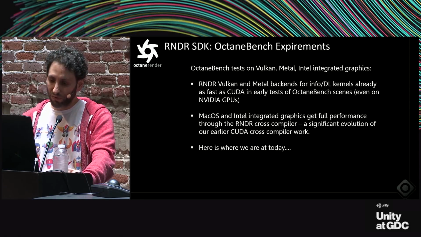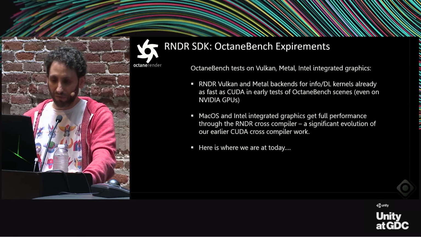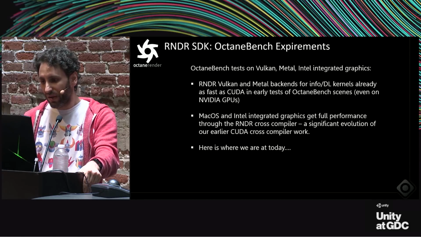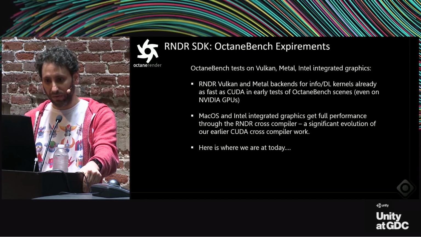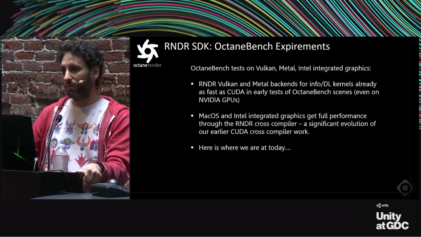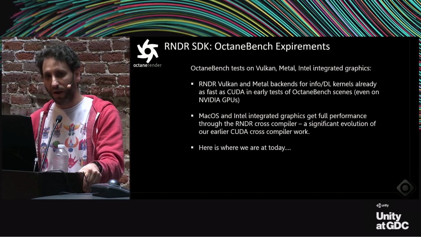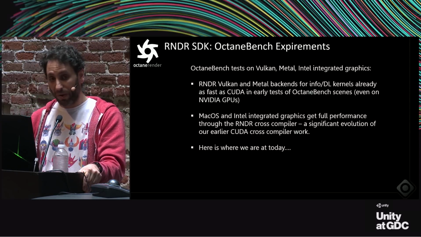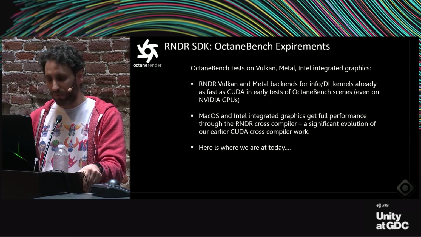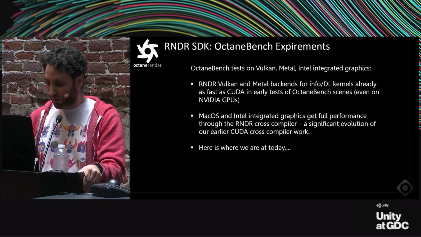And what we're seeing is that it's actually turning out really well. The pieces of Octane that are now running on this new framework are actually just as fast as they ever were on CUDA, but now we have backends that run on Vulkan and on Metal. And we can now actually target macOS, which we couldn't do before, and even Intel integrated graphics. There are millions of Unity users that don't have a discrete graphics card, so getting Octane to run on those integrated graphics is really important. So let me give you an example of where we are today with all of this work.